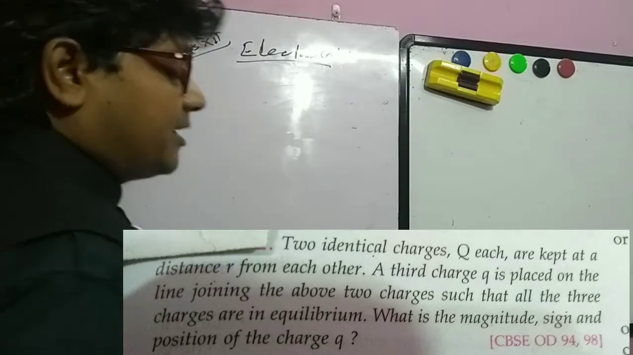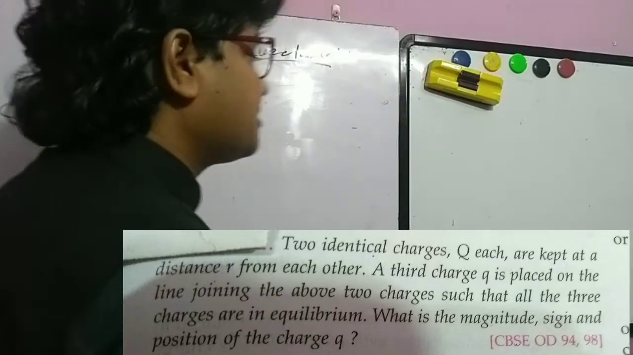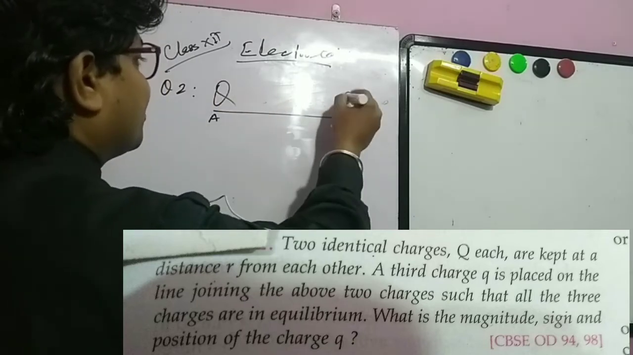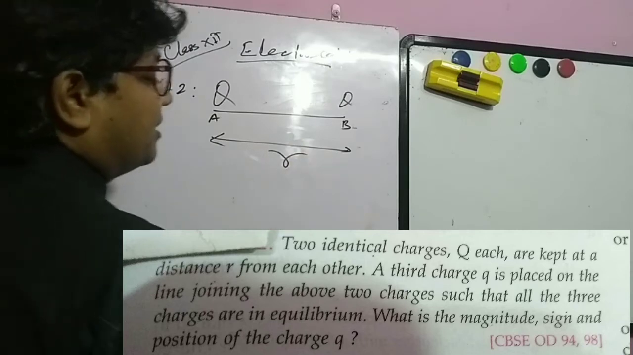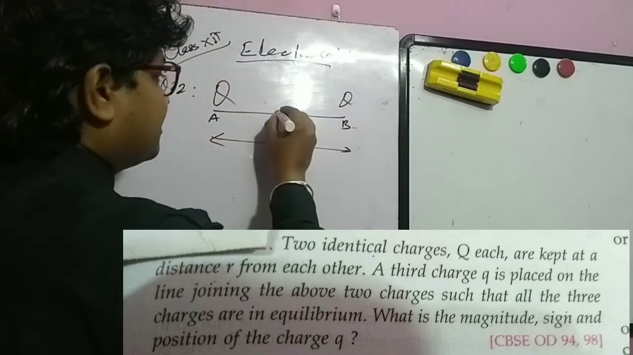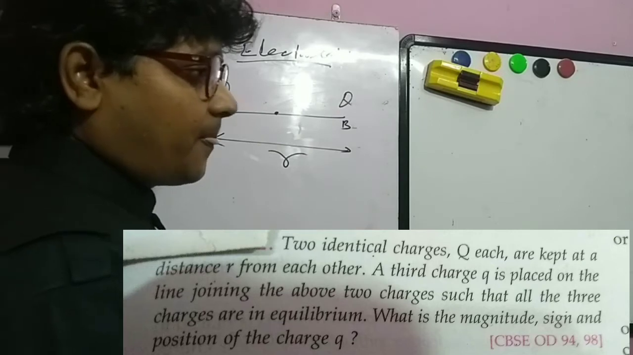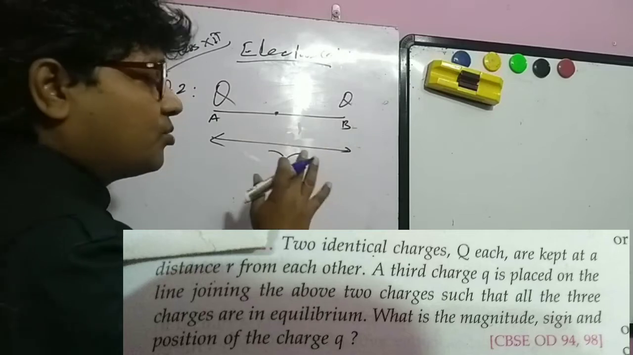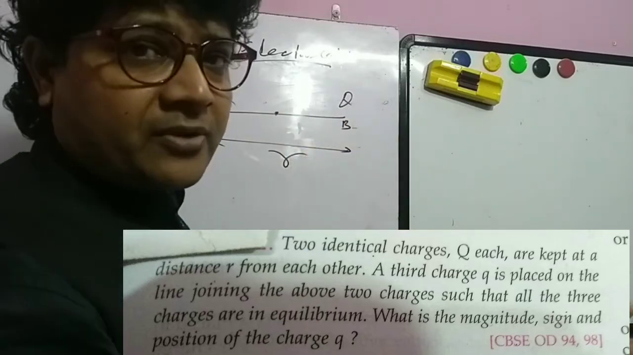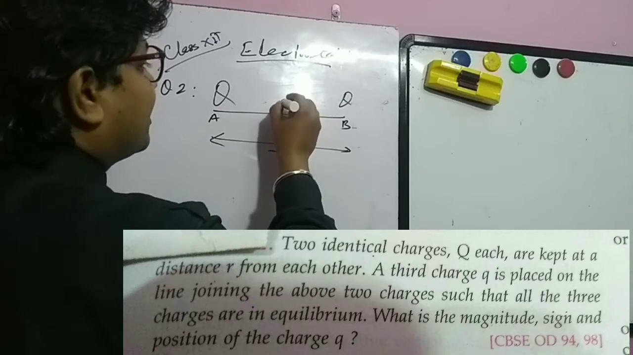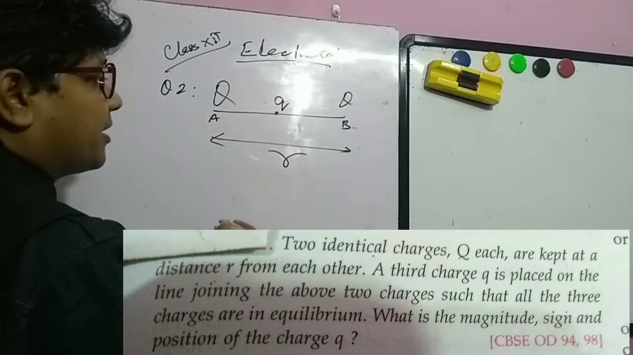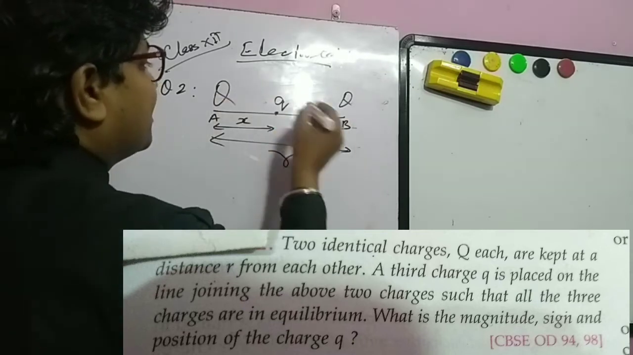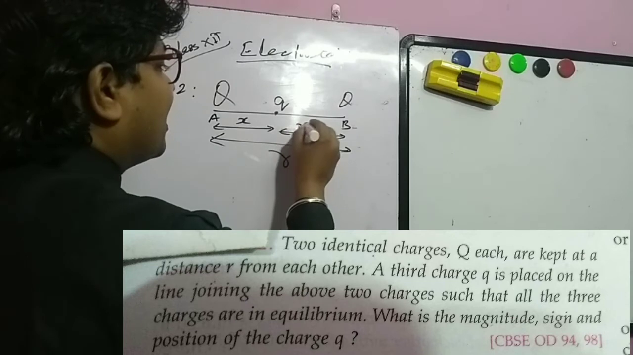Question number 2 is, if two charges are placed at distance r, for example A and B, having charges Q and Q, placed at distance r. Another charge is placed in between, on the line joining these two, anywhere; we do not know where. Suppose we keep this charge q at distance x from A. So what will be the distance here? This will be equal to r minus x.